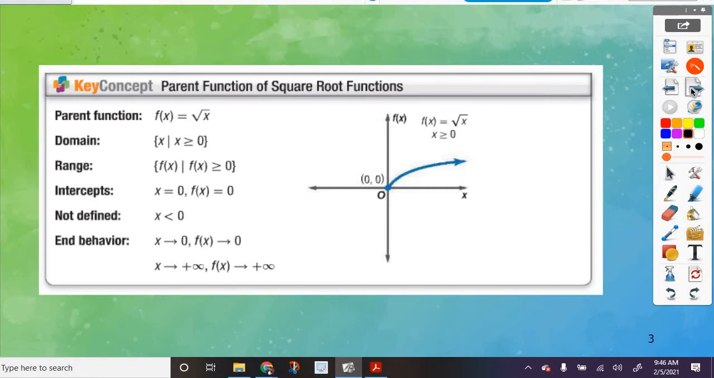We have intercepts at 0, 0. Notice that it's not defined for anything where x is less than 0. And then the end behavior, notice that it is increasing, so x is going towards positive infinity as f of x goes towards positive infinity. And then because we don't technically have a left-hand side because it stops, basically they just say x goes to 0 as f of x goes to 0 since it stops at that point 0, 0.